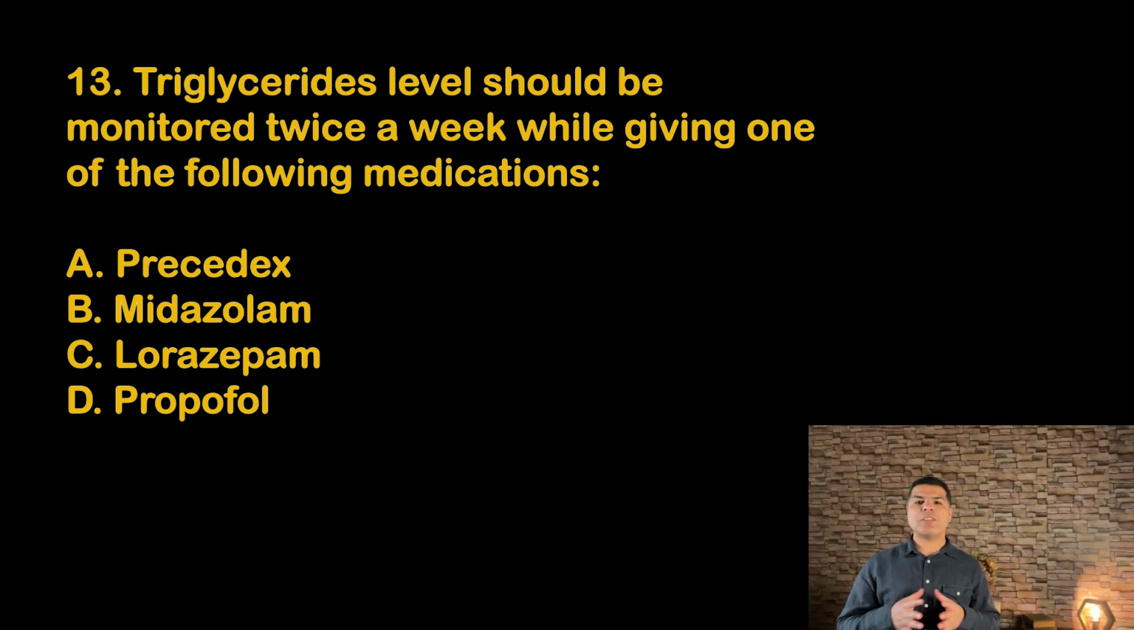The correct answer here, of course, propofol. Hypertriglyceridemia and hypertriglyceridemia-induced acute pancreatitis can happen in patients receiving propofol infusion, especially higher doses. Triglyceride levels should be monitored in these patients, and discontinue propofol if triglyceride level reaches around 500. Let's go to question number 14.